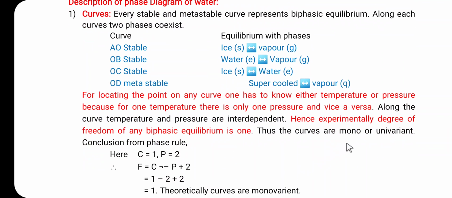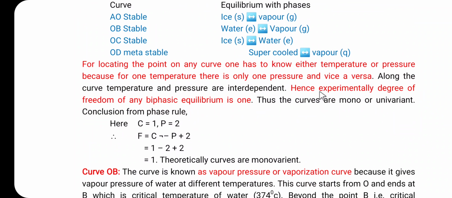So here the curves are mono or univariant. Once again, all of you know that when the degree of freedom f is equal to 1, then it is called monovariant or univariant. So this is a conclusion from the diagram. Then the conclusion from the phase rule. Our example is the water system. So the water system is a one component system.